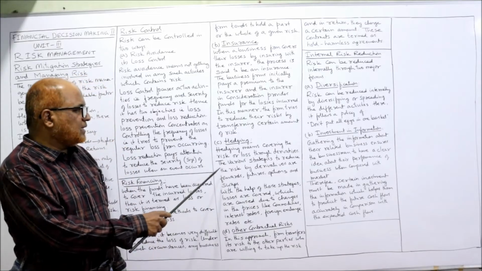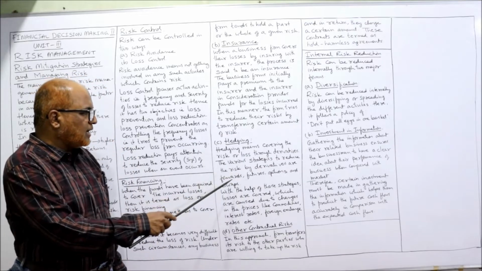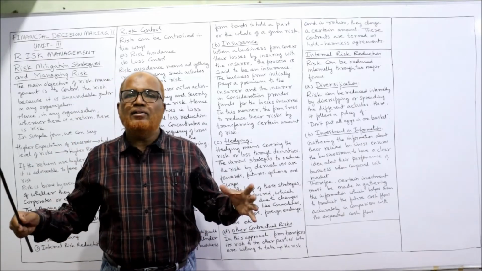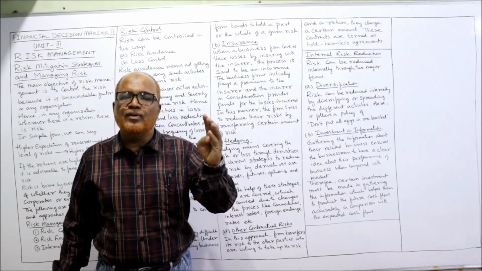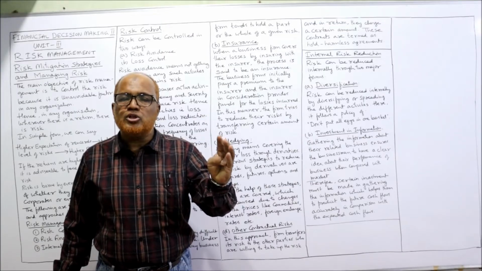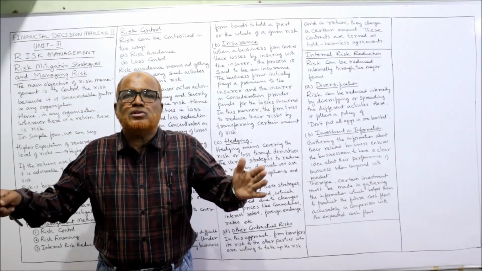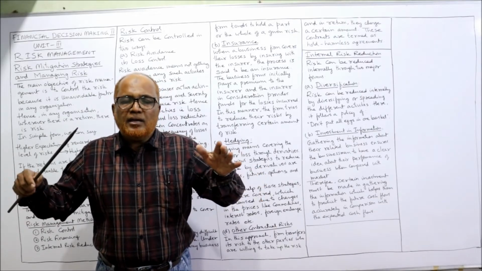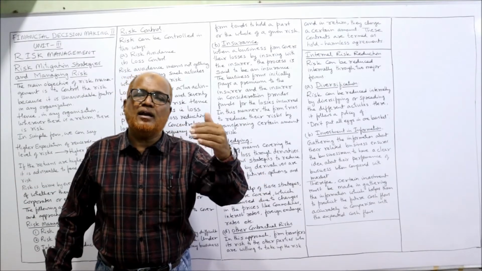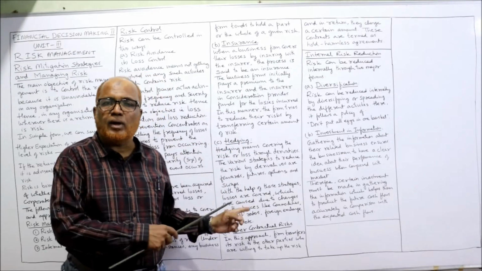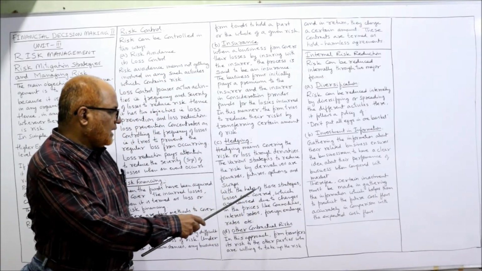So hedging, the various strategies to reduce the risk for the derivatives are forward, future, option, swaps. There are many derivative instruments: forward contract, futures contract, options contract, swaps. These are all the derivatives, different forms of derivatives. And a business organization will enter into a derivative market to protect the business. That is called hedging.